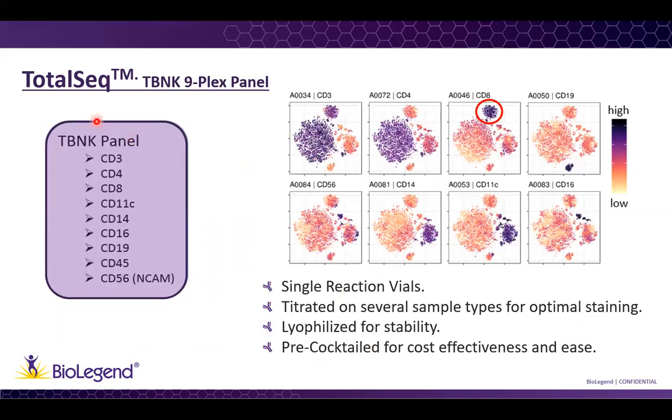But first, I want to introduce you to the TBNK cell panel. This cocktail contains these 9 antibodies. It comes as a single reaction vial and has been titrated on several sample types for its optimal staining. These antibodies are lyophilized for increasing the stability, and having these antibodies as a cocktail also helps to reduce cost and makes the cocktail very easy to use. Based on these 9 antibodies, you can identify different populations, and I want you to focus on the CD8 positive population here in this red circle.